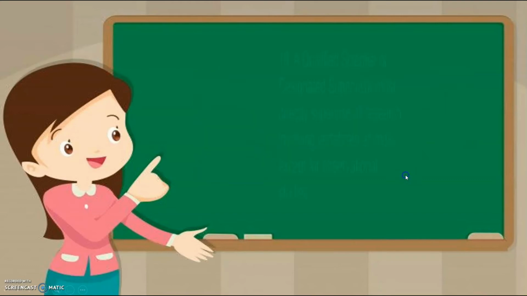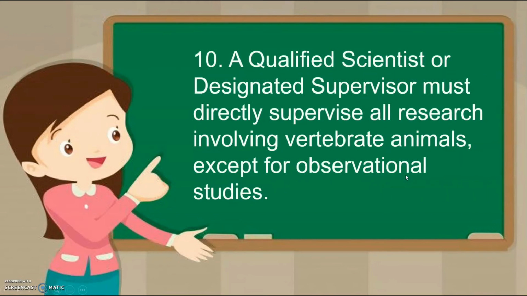Next, number 10. A qualified scientist or designated supervisor must directly supervise all the research involving vertebrate animals. Of course, except for observational studies. But if there is something that you have to apply or inject, or you need to do something with vertebrate animals, you cannot perform and you cannot administer anything with the vertebrate animals.